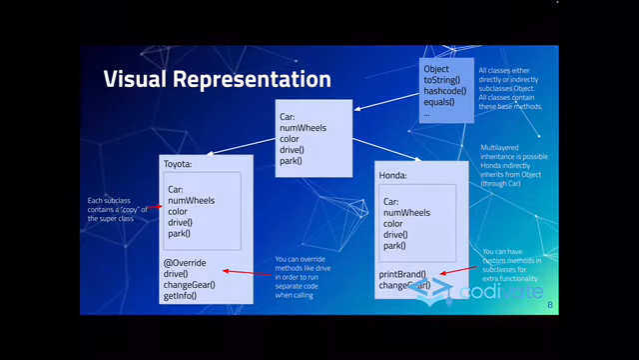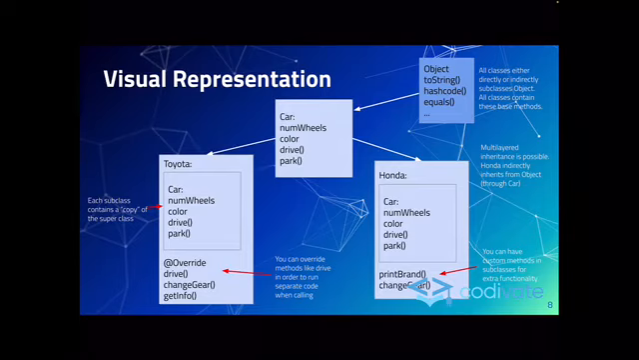So here is a visual representation of essentially what is going on. We have the object class all the way at the top. This class is basically the underlying class for any class that you create. Based on the object class, we have created the car class. The car class contains the num wheels and color as fields, and it contains the two methods drive and park.